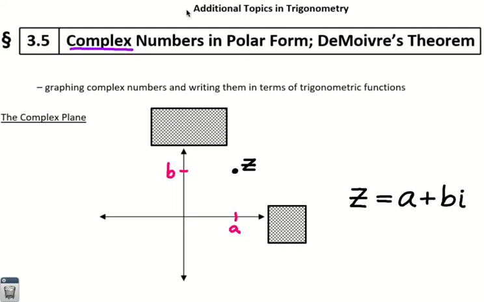So in a way what I'm saying is that numbers that are purely real and numbers that are purely imaginary, all of them fall under the complex number umbrella. And our first thing here real quick in section 3.5 is to graph complex numbers.